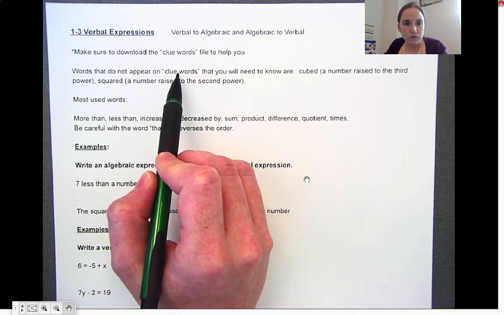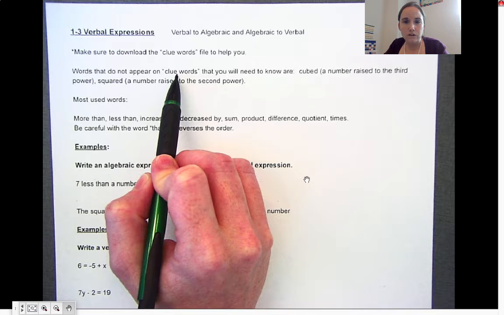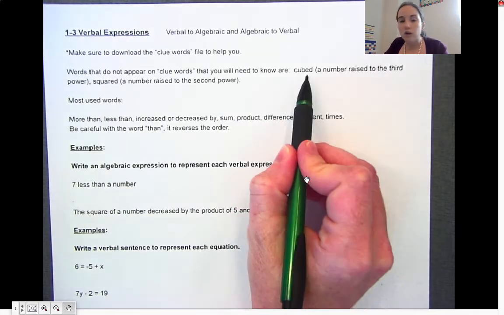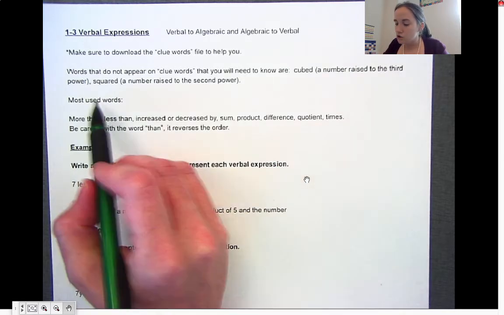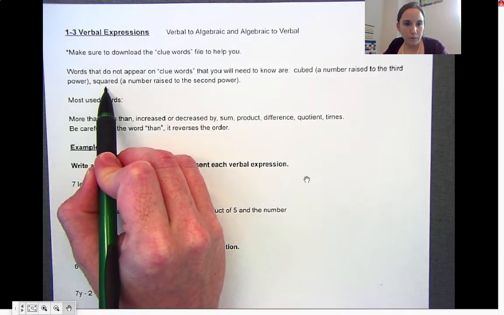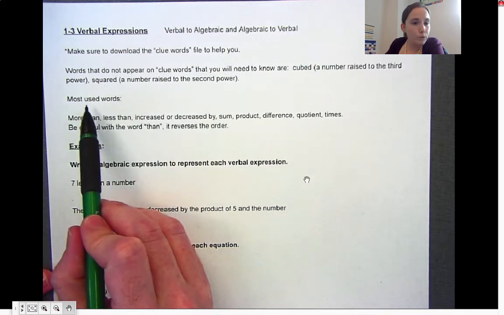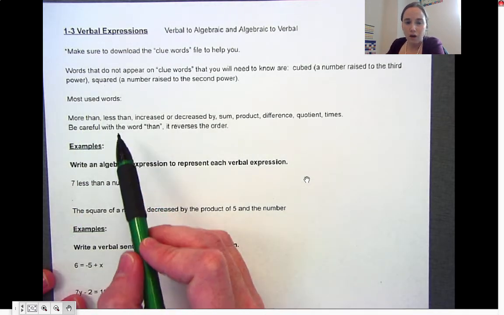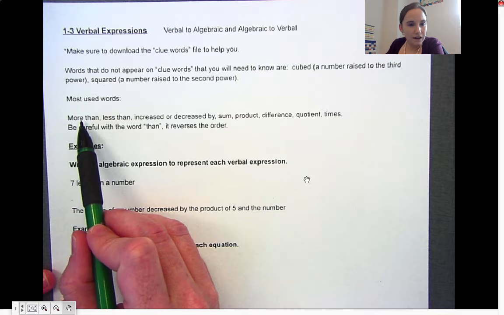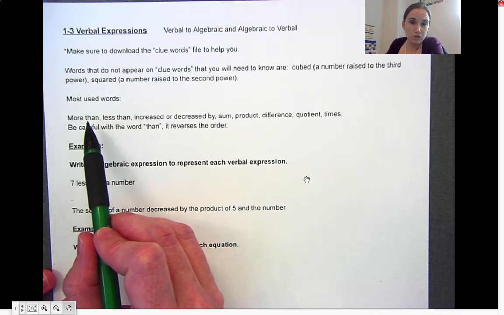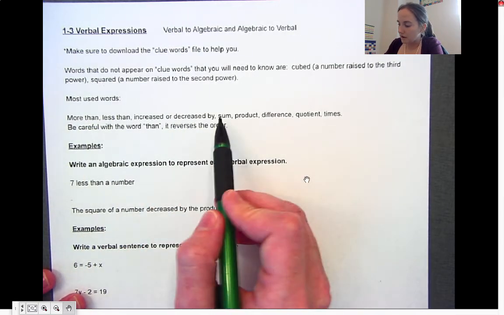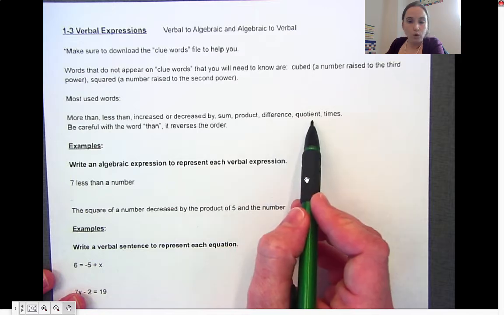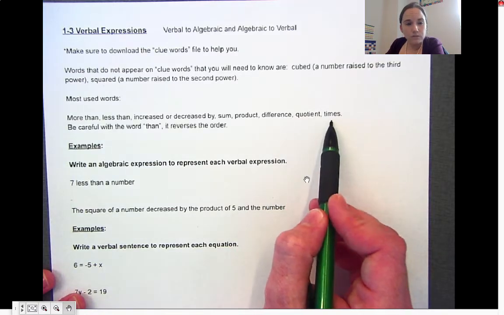Also, on the clue words sheet, there are some words that don't appear that you do need to know, like cubed. Cubed is a number raised to the third power. Squared is a number raised to the second power. Some of the more frequently used words would be more than, that would mean to add. Sometimes in certain situations it could mean to subtract. Less than, increased or decreased by, sum, product, difference, quotient, times.